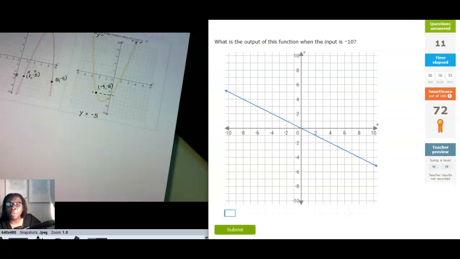What is the output of this function when the input is -10? So again, you could turn it around if you need to and say, when x is -10, what is y? So here we go. We're going to go along our horizontal axis here, which is the x-axis. We get to -10. We're going to take our cursor and go all the way up until we hit the graph, and we hit the graph at y equals 5, or the output equals 5.